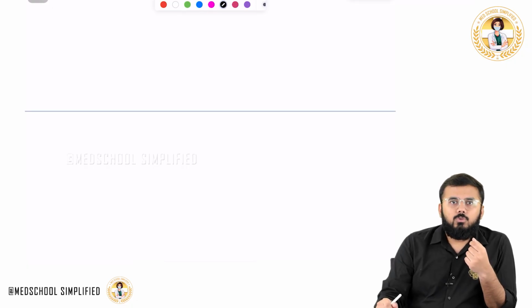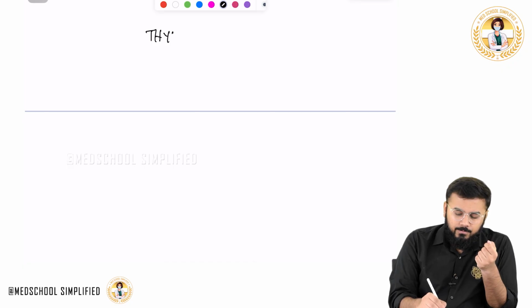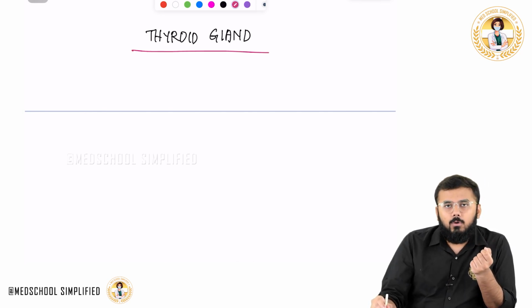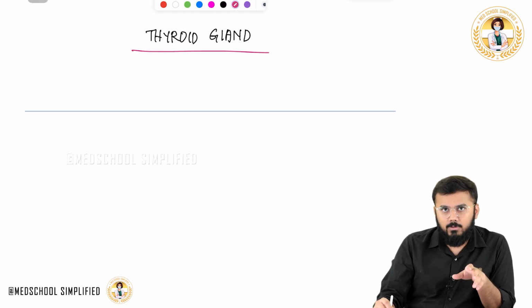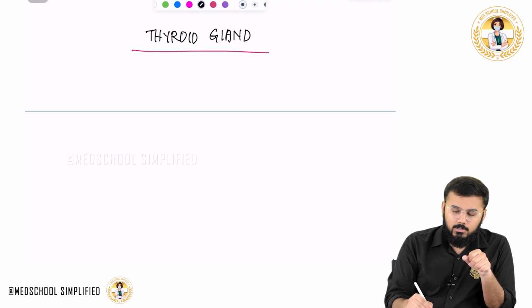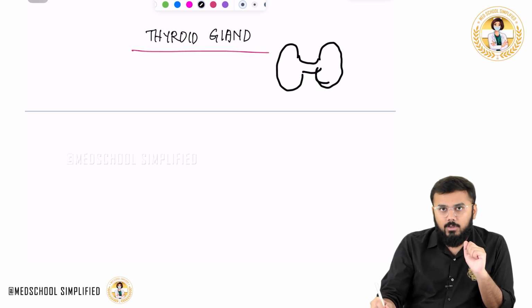Hello guys, so now we shall be discussing the anatomy of your thyroid gland. Our topic of discussion would be anatomy of your thyroid gland. Now, if you look at this thyroid gland, you know that it is bilobar, so it is like a butterfly. This is how your thyroid gland looks. This is the shape of your thyroid gland.